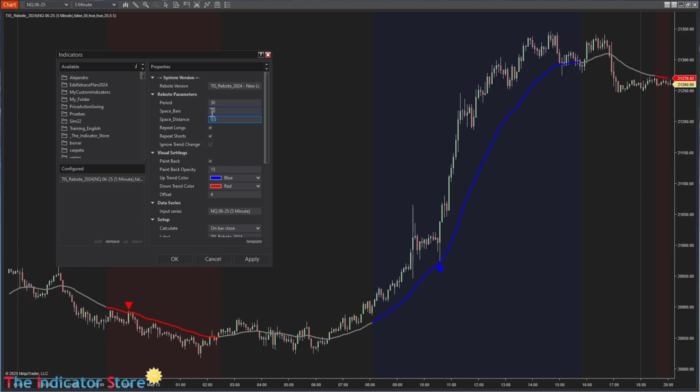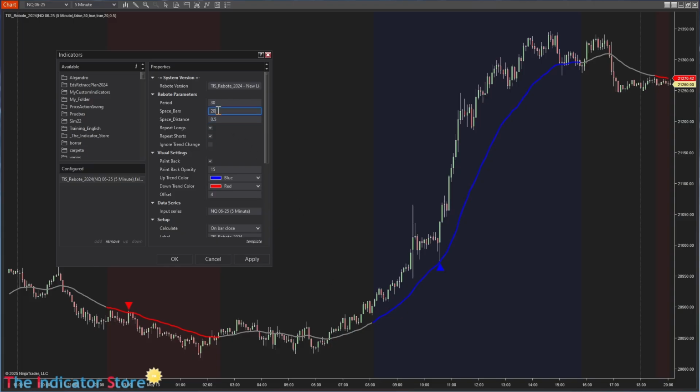By space bars, we specify how many bars the price must be away from the line I want to bounce at a distance of this number, space distance. After that point, then I am interested to trade. In this example, the default is 0.5. This is half a point on Nasdaq. So when the market, for example on this bar, is at more than 0.5, we start counting bars.